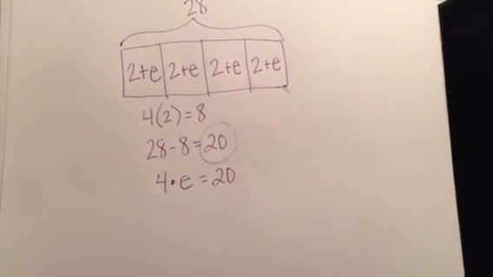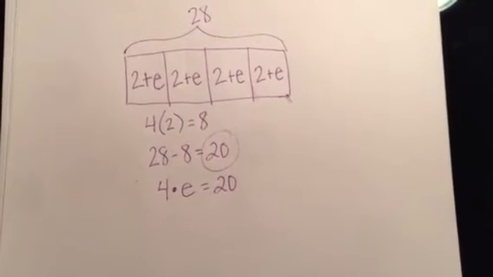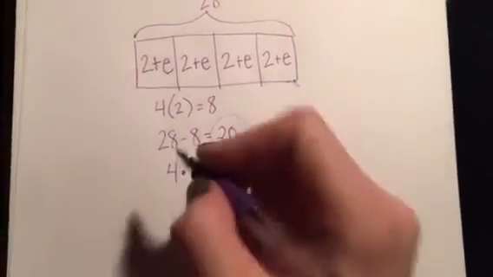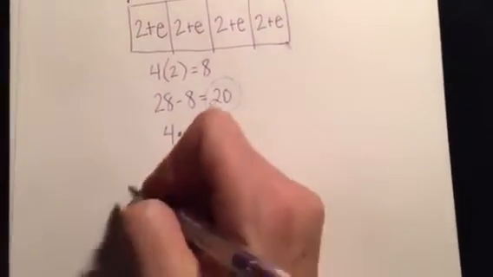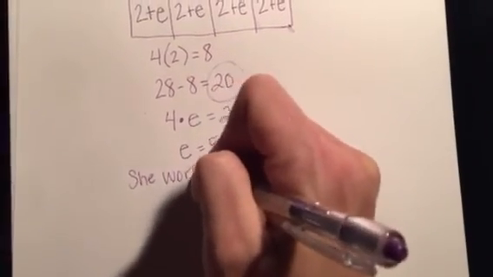I can just look at this because I'm pretty good at my math facts and go, hey, I know that 4 times 5 equals 20. So that must mean she worked 5 hours every evening. And we should write that in a complete sentence.